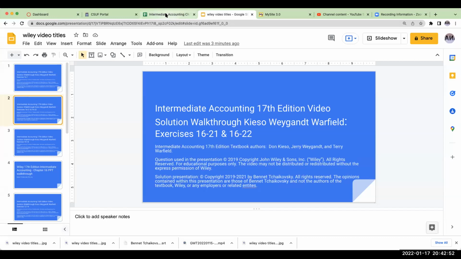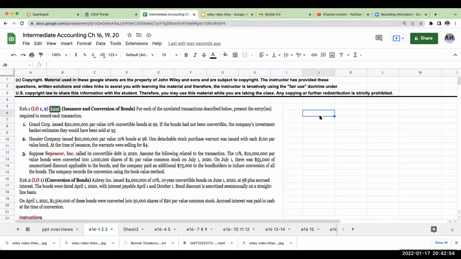Okay, so take number 2. Grand Corporation issued $20 million of par value, 10% convertible bonds at 99. If the bonds had not been convertible, the banker estimates they would have been sold at 95. Well, because there's not an additional attached amount, we don't really want to look at that 95. It just tells us that there was a value to the conversion feature.